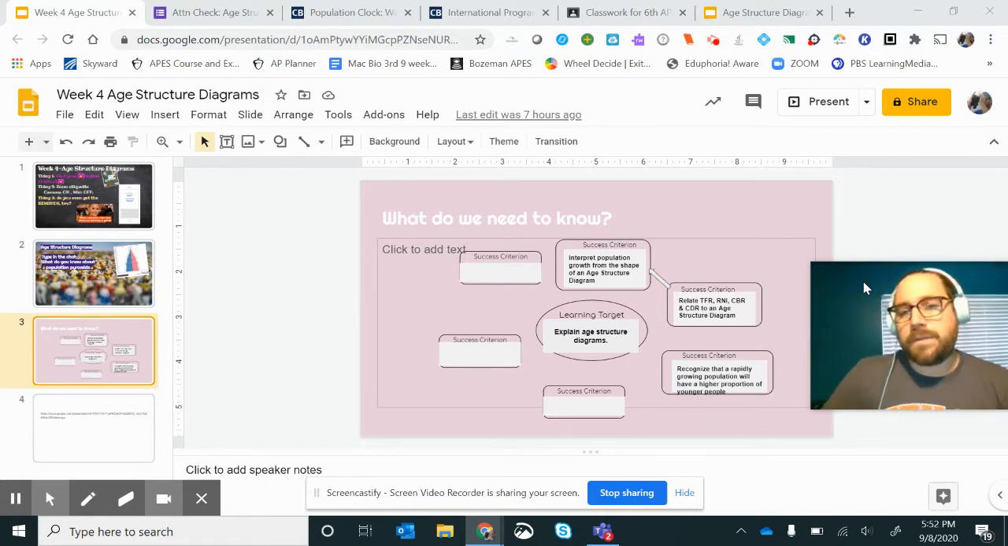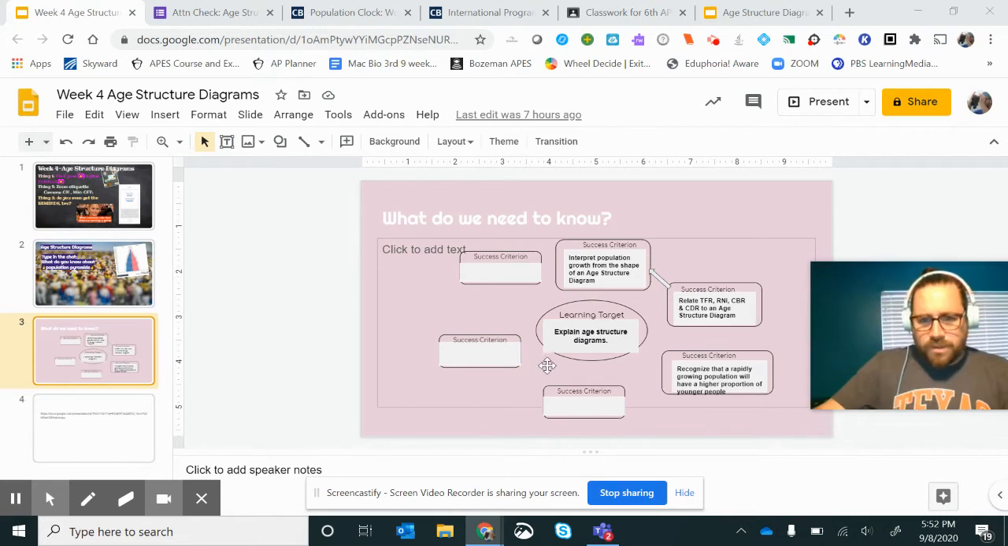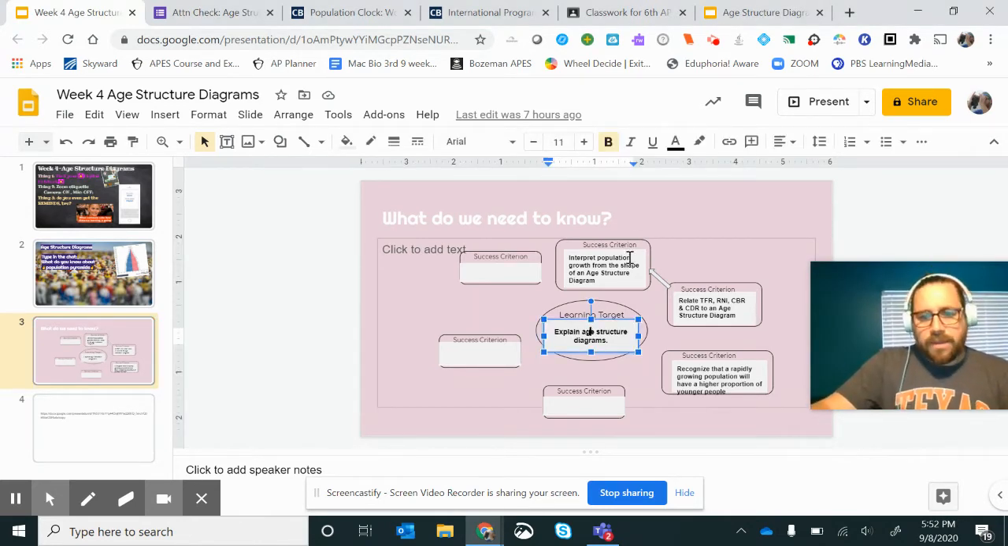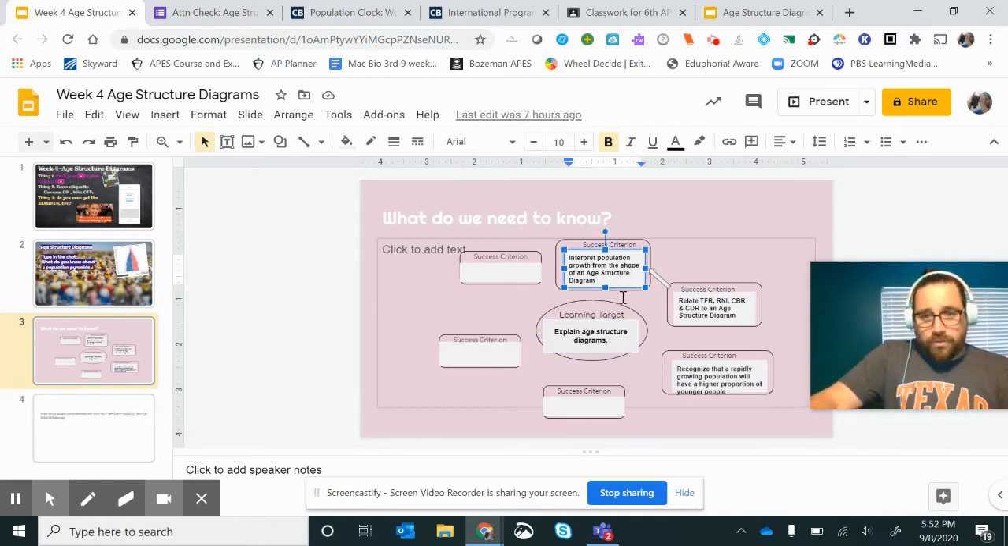You had experience with these in freshman year, so think back to your awkward ninth grade year in World Geo, I think it was. So what is an age structure diagram? That's your first thing to figure out. And then shape is everything when it comes to these guys. Interpret population growth from the shape of an age structure diagram.